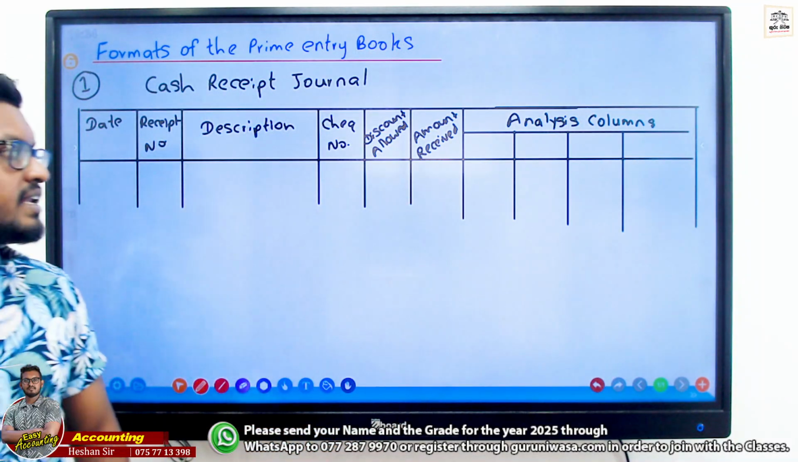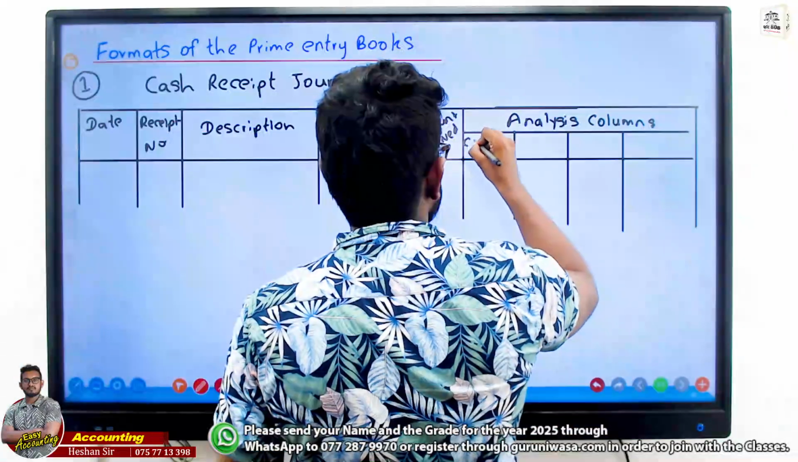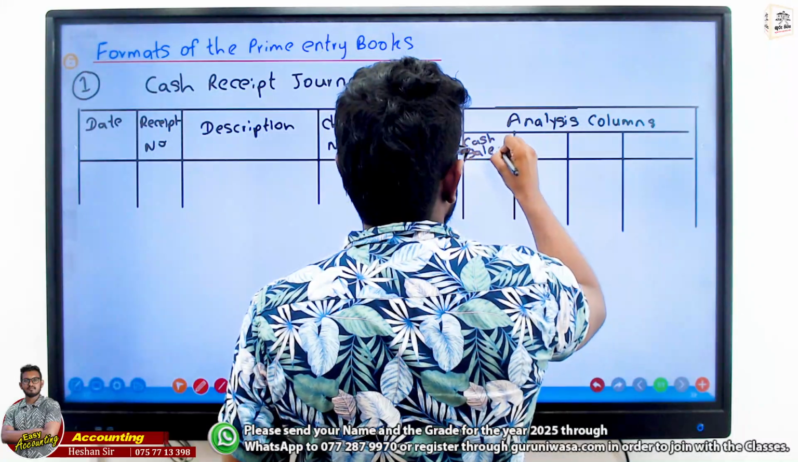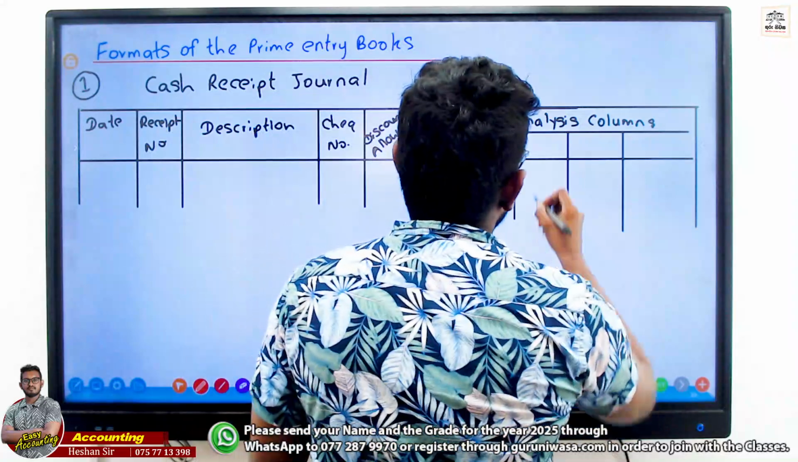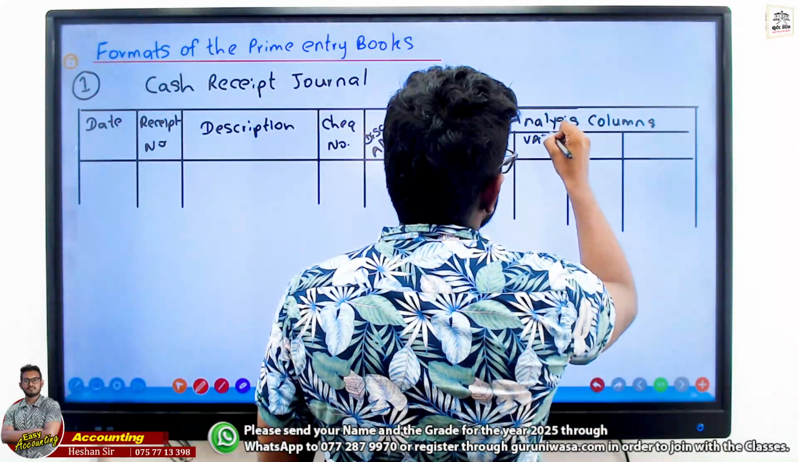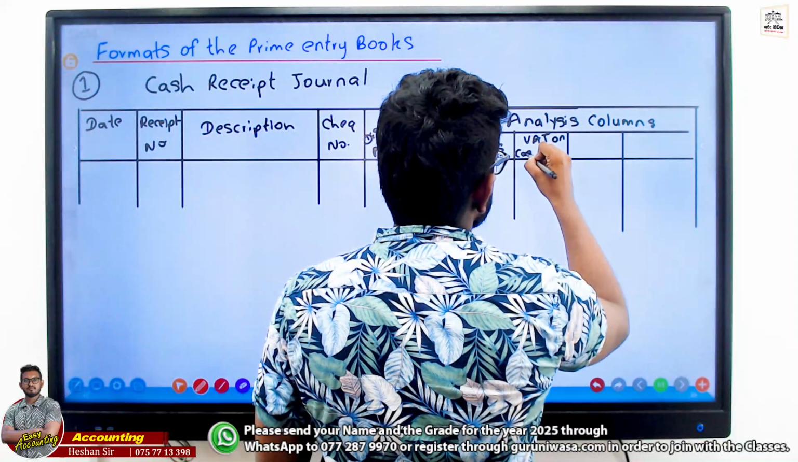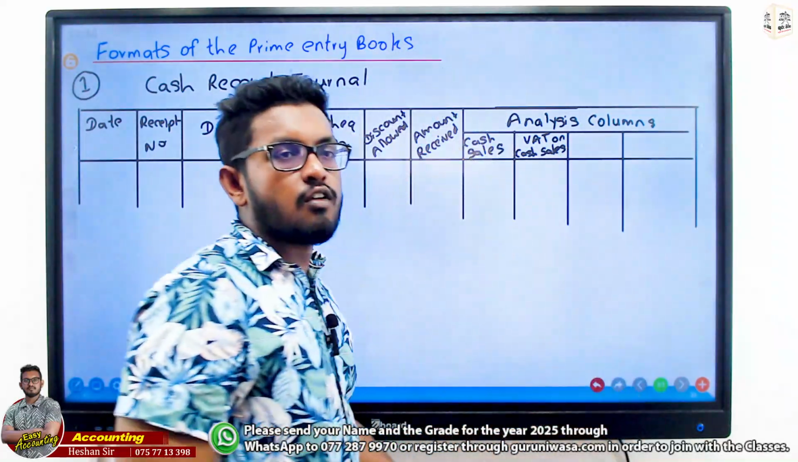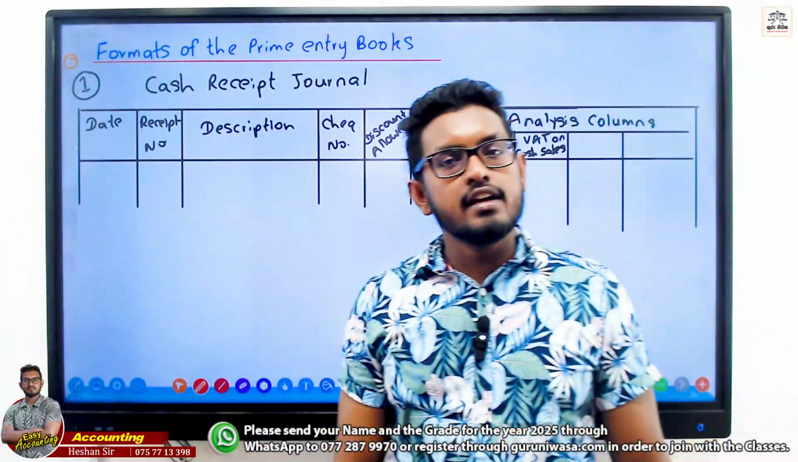Cash receipt journal receives only cash sales, not credit sales, right? Credit sales go to the sales journal. So cash sales, VAT on cash sales. Hope you can remember we discussed: if I ask you what is the double entry relevant to sales with VAT.